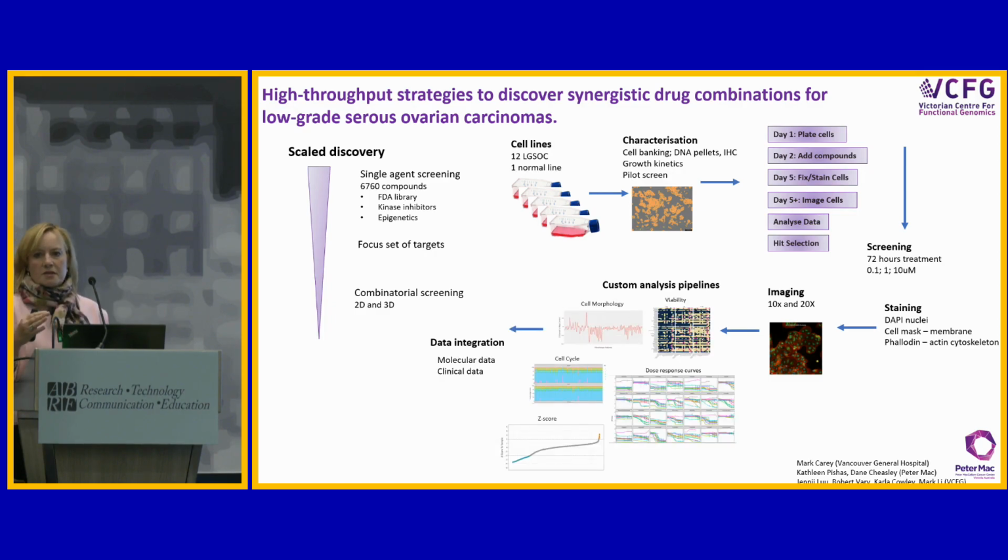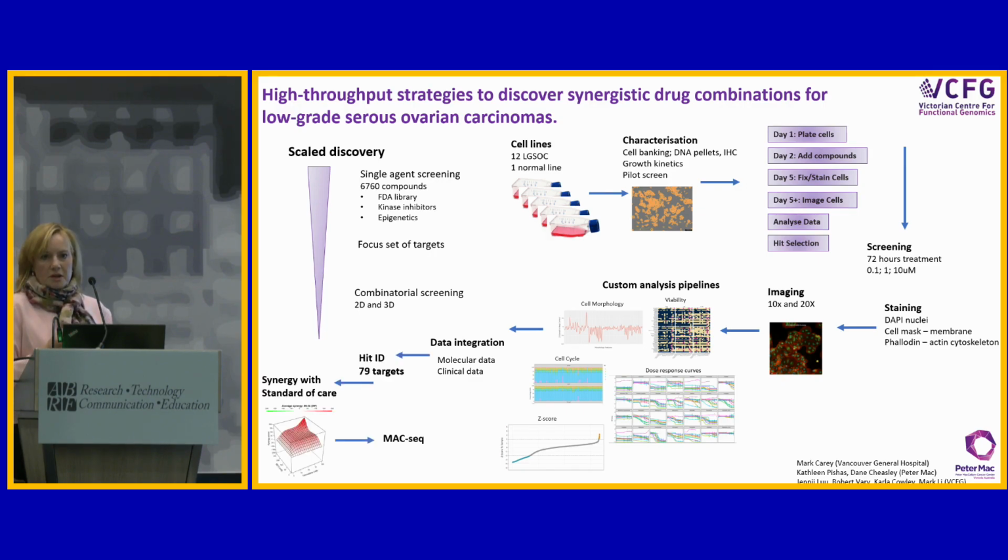And then we went through a series of customised analysis pipelines and integrated that with all the molecular and clinical data this team already had on these cell lines as well. So all of that brought us down to a hit ID of 79 high-confidence compounds. And then the strategy after that was to embark on another screening campaign where we then sought to find which of these targets would interact with standard of care treatment. So the idea being to augment whatever's in the clinic at this point in time, and then to go and study those using Mass-Spec.